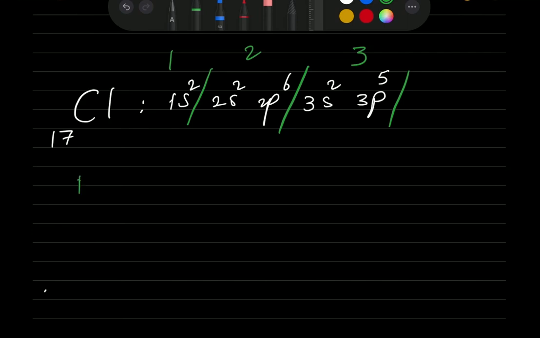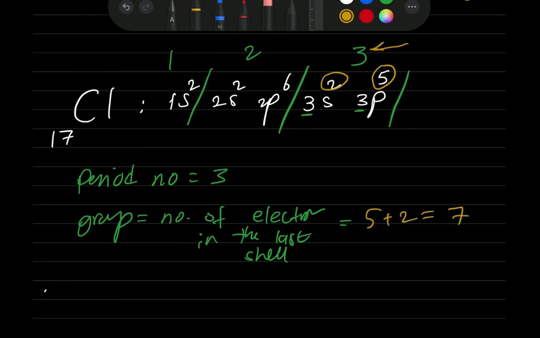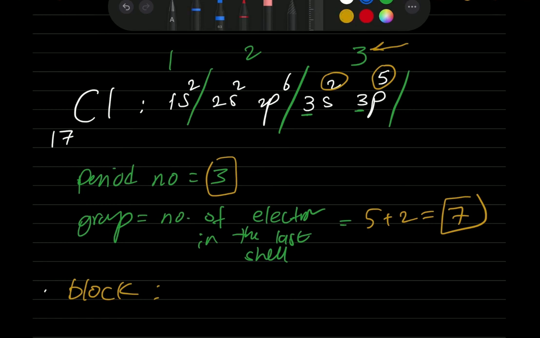So from this configuration, we can say the period number is equal to the last number here, which is 3. And the group number is the number of electrons in the outer shell, the last shell. You just notice that the last shell is 3, right? How many electrons do we have in shell 3? We have 5 electrons and 2. 5 plus 2 equals 7. Then the group number is 7. Okay, what is the block of this element? You have to look at the last subshell occupied, which is p, and that's why it's in the p block.